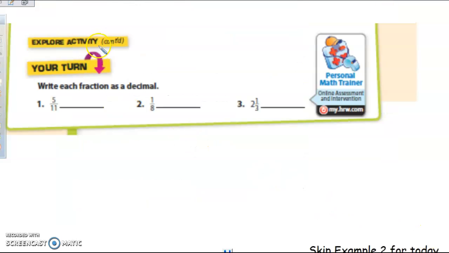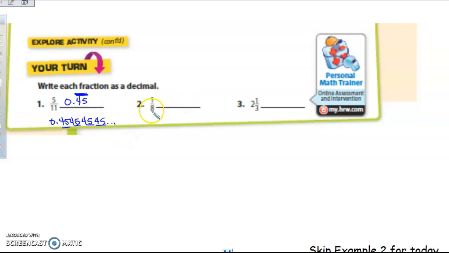So let's try these. I have 5/11. So I'm going to take 5 and I'm going to divide it by 11. In my calculator, I'm going to put the number on top in first. So 5 divided by 11. And that gives me 0.45454545, and it's continuing on. Because the 4 and the 5 are repeating, my answer is 0.45 repeating. This is a repeating decimal.